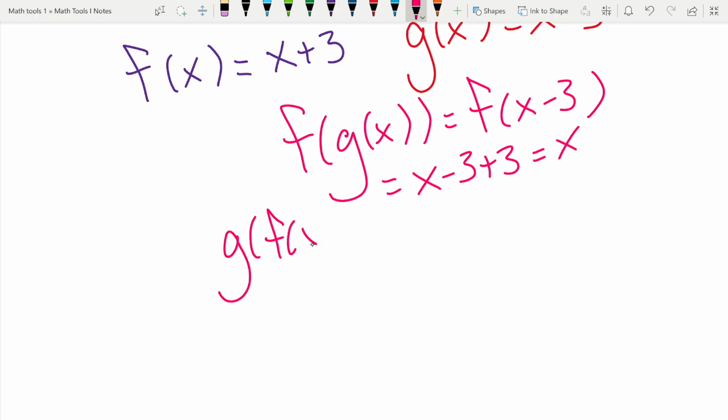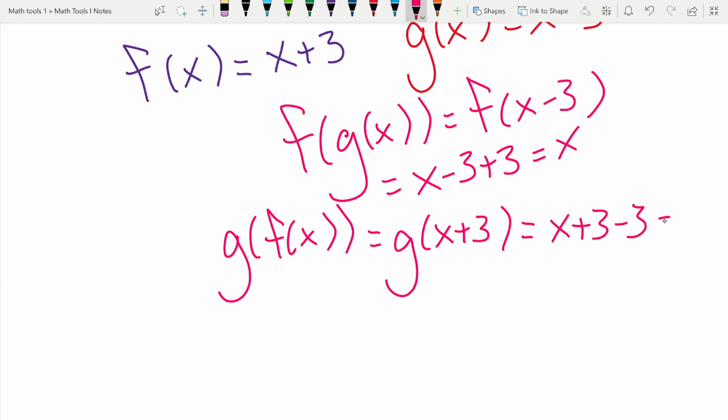g of f of x, then, it's going to be g of x plus 3, which equals x plus 3 minus 3, which equals x. Okay, so put some check marks here. So we say these are inverses of each other. Okay, so f and g are inverses of each other, inverse functions.